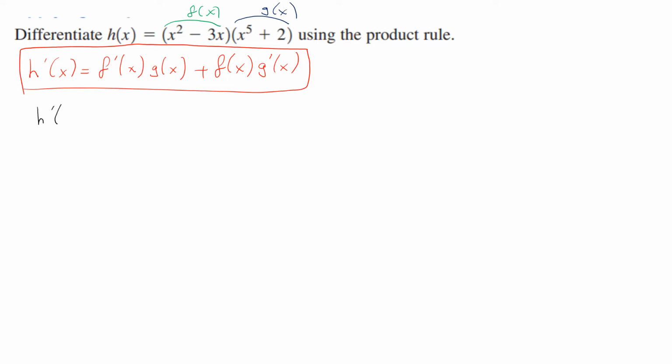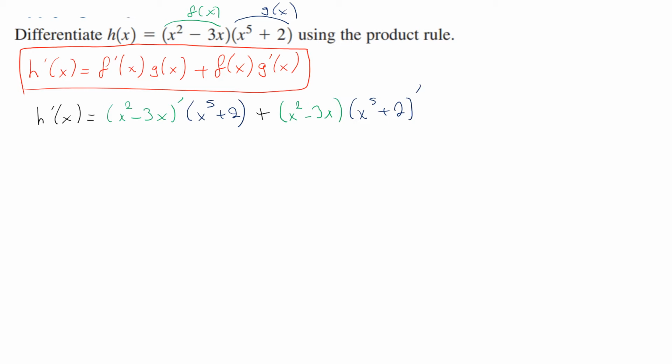I'm going to say h'(x) is going to equal the derivative of the first one. So that's going to come to (x^2 - 3x)'. That's what I'm going to say first. Keep g(x) the same, meaning x^5 + 2. It's just the same, I don't do anything. Plus, keep f(x) the same, which is going to come to x^2 - 3x, and then take the derivative of g(x), which is x^5 + 2. I'm just going to put prime.